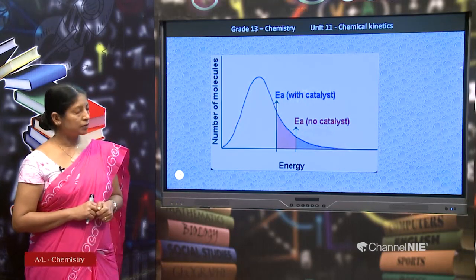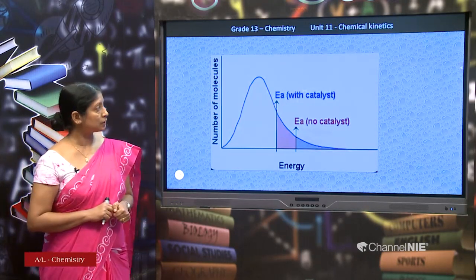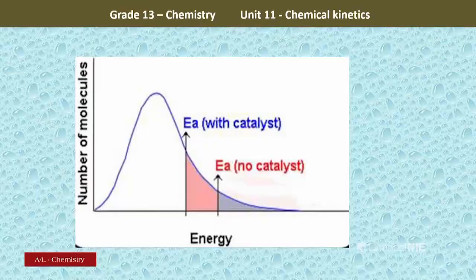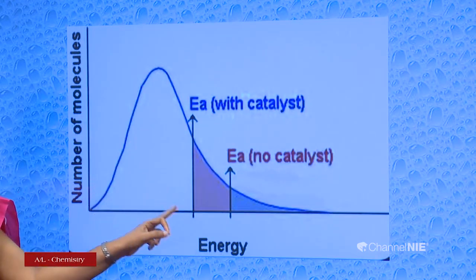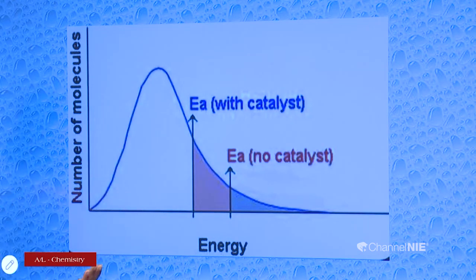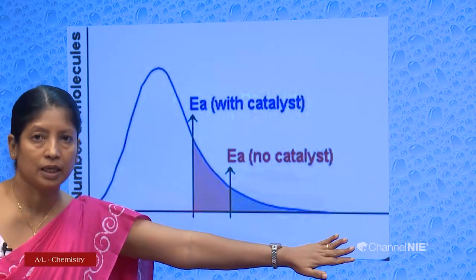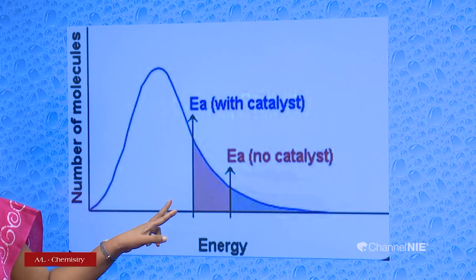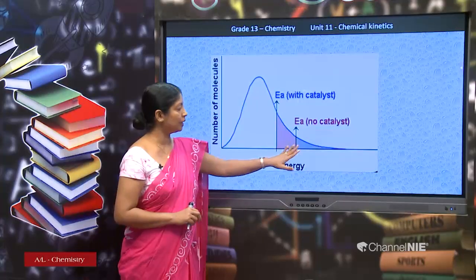Now, this is one of the well known graphs in gas laws. We call it the Maxwell-Boltzmann distribution curve, which gives the variation of energy or the speed of the molecules. With the catalyst, you can see the activation energy is given. The blue color EA is the activation energy in the presence of catalyst, and the red color EA is the activation energy without the catalyst. You can see that toward this direction energy gets increased, but if you have catalyst, the activation energy gets decreased, which is a lower value. This value is lower than this one.